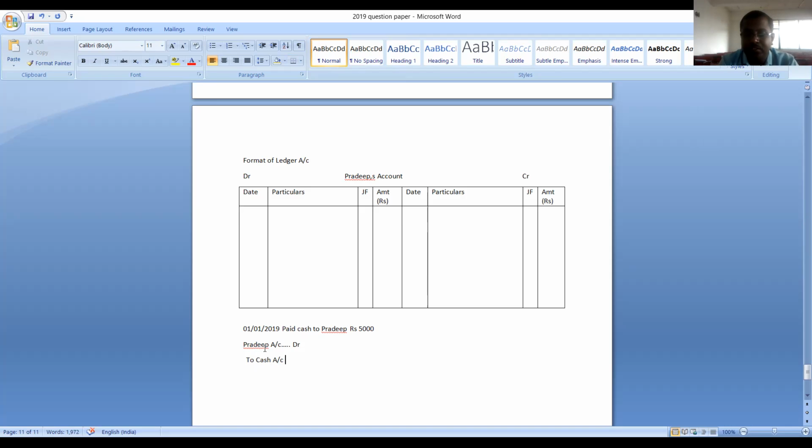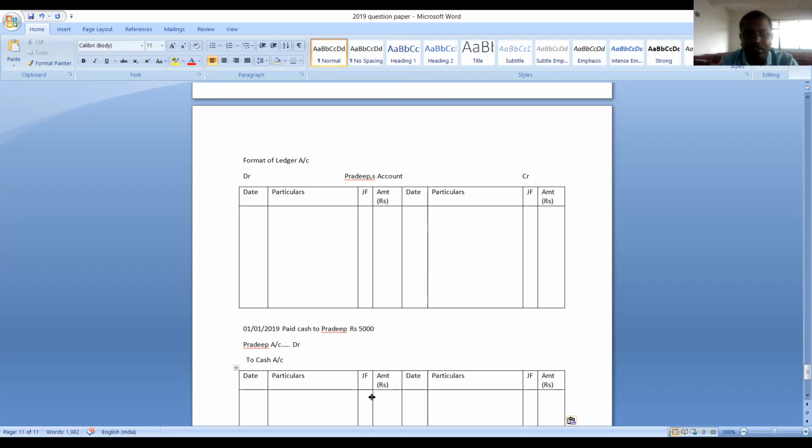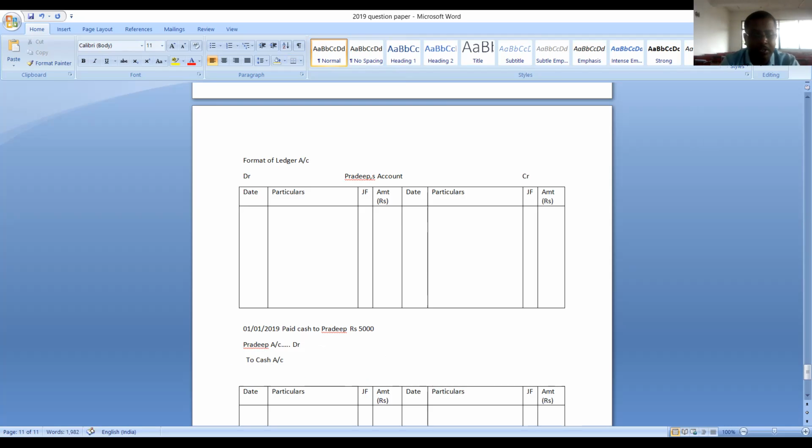So by passing this journal entry, you get to know how many accounts will come. Two accounts will come. One is Pradeep's account and another one is a cash account.